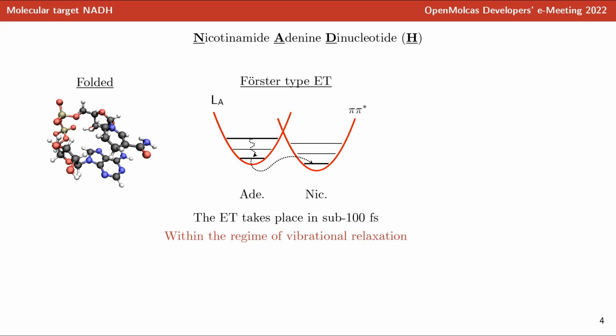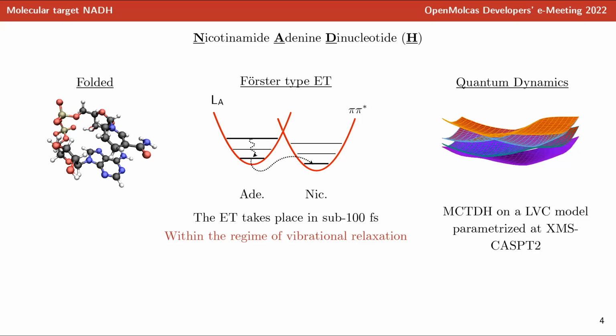So recent quantum dynamics simulations based on MCTDH on a linear vibronic coupling model parameterized at extended multi-state CASPT2, which were run in collaboration with the group of Fabrizio Santoro in Pisa, show that this kind of process can be addressed as a non-adiabatic coherent process accelerated by a dark charge transfer state. And what we want to do today is to find what kind of transient experiment is best suited to resolve this kind of process.